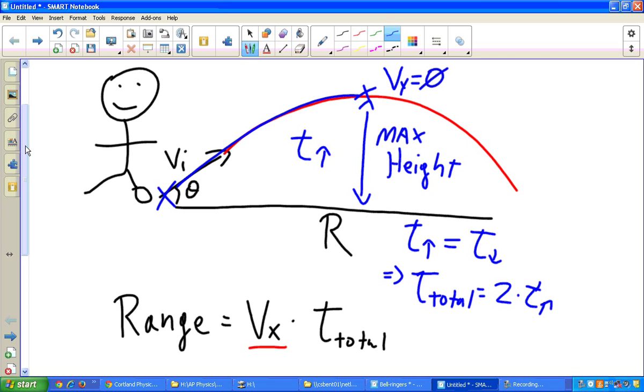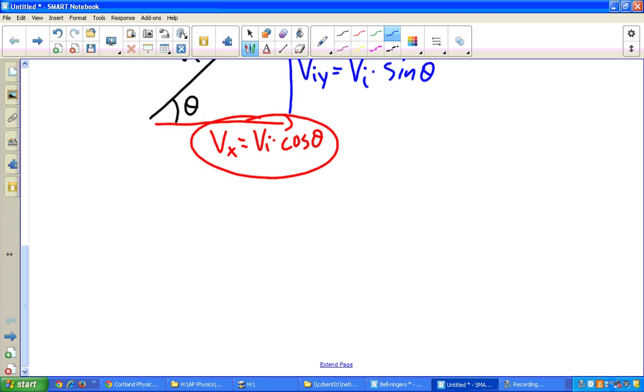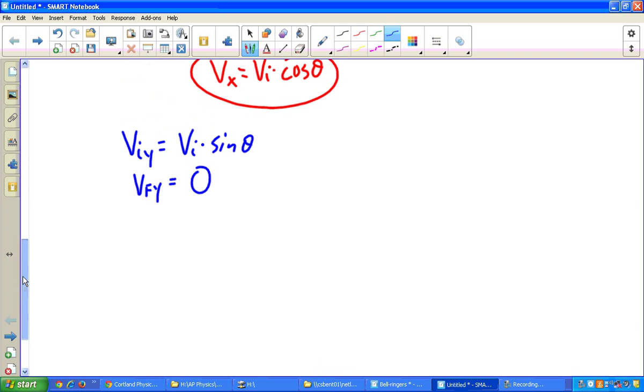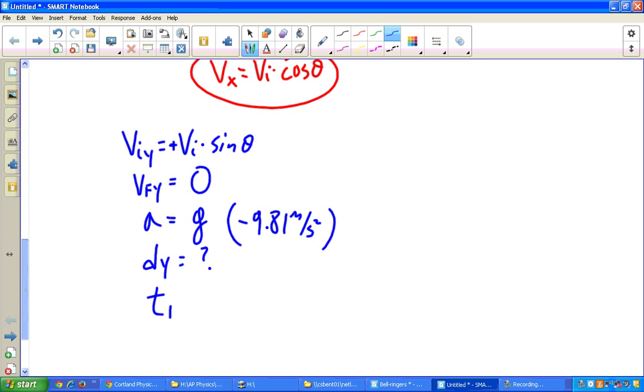So let's figure out how long it takes to go up in the air. I'll write down some stuff that I know. I know that the initial velocity in the y direction is VI times the sine of the angle. I know that the final velocity in the y direction is 0. I'm going to call the acceleration gravity, and since the object is going up in the air, I'm calling upwards a positive velocity. Just bear in mind that when we talk about gravity, it's negative 9.81 meters per second squared. Just keep in mind the negative. And we're going to solve for the distance that it goes up in the air, which will give us the max height, and we're also going to solve for the time up.